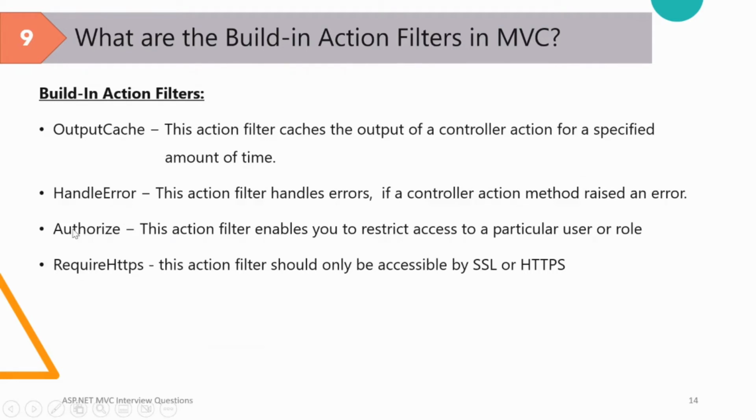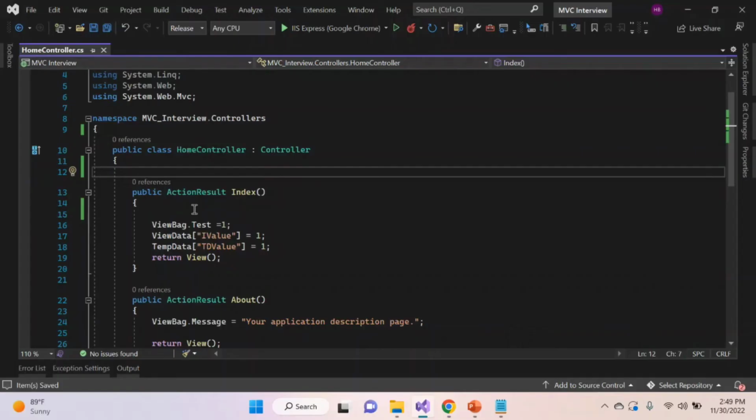We already saw the HandleError and Authorize attributes. Let's see the OutputCache attribute only. This action filter caches the output of a controller action for a specified amount of time. Let's see a quick example. Let's add the OutputCache attribute above this Index action method.